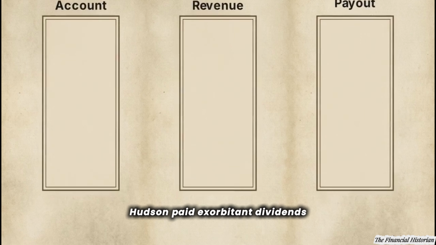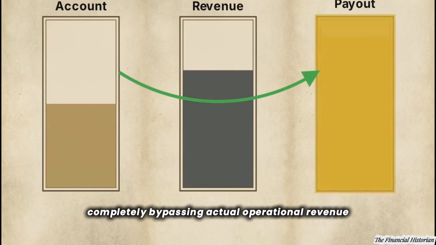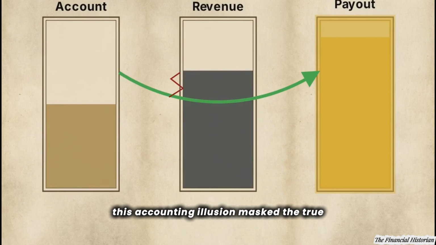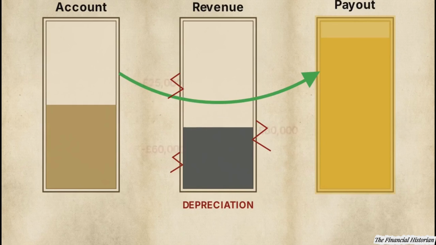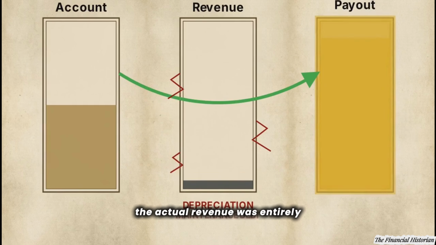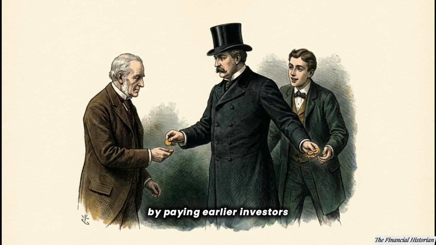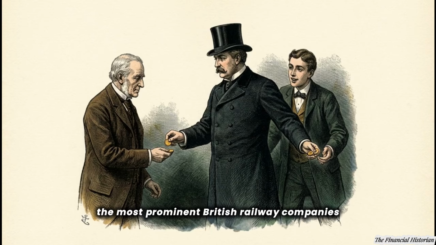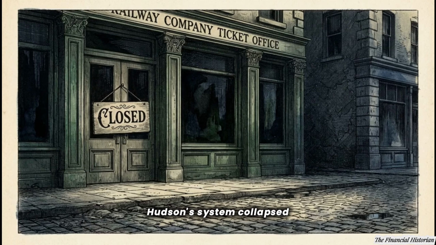Hudson paid exorbitant dividends directly out of raised investor capital, completely bypassing actual operational revenue. This accounting illusion masked the true, punishing costs of railway depreciation. The actual revenue was entirely insufficient to cover ongoing track maintenance. By paying earlier investors with the capital of newer ones, this practice transformed the most prominent British railway companies into effective Ponzi structures. When the initial speculative boom ended and new capital inflows ceased, Hudson's system collapsed.